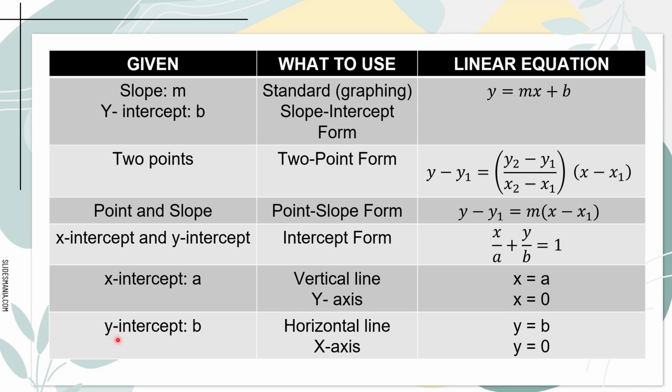Next, y-intercept, if this is the given, it is a horizontal line. Thus, the equation is y is equal to b, wherein b is your y coordinate. Next, if the horizontal line is your x-axis, this is given by this, y is equal to 0.